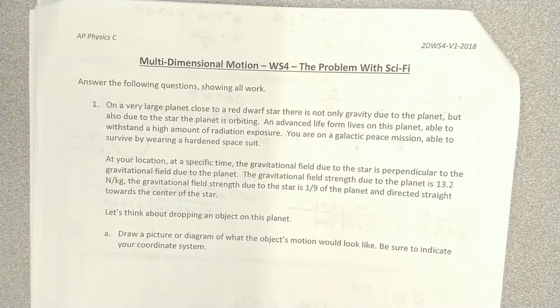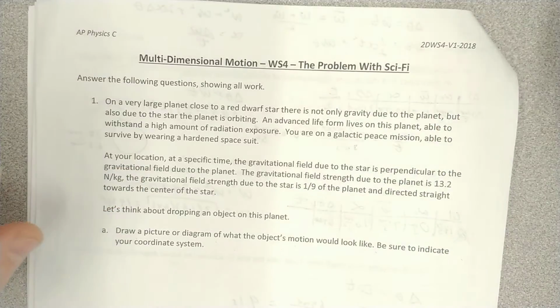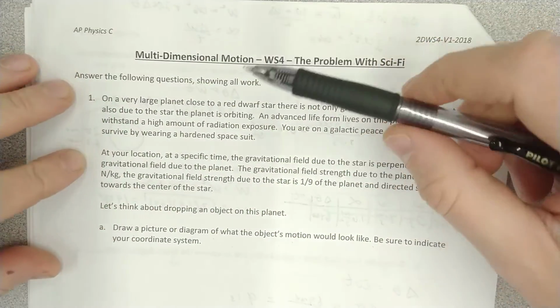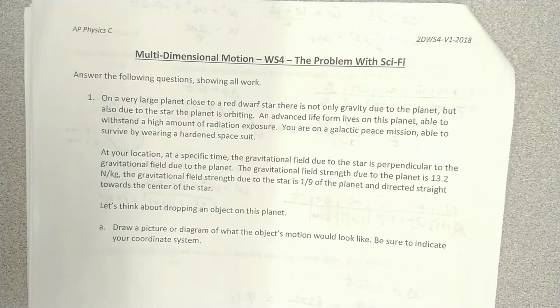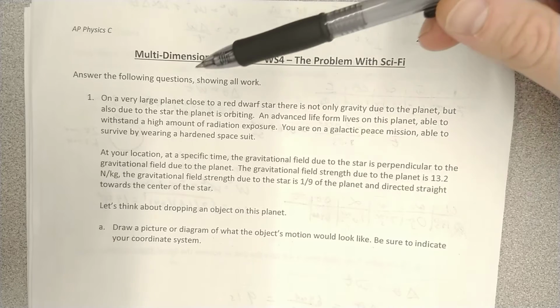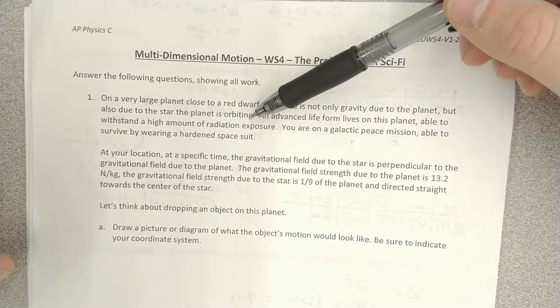Now, this first one here, you're going to get going on in class on a remote day, but I just want to read it, help you set it up, get you going on it, okay? On a very large planet, close to a red dwarf star, there's not only gravity due to the planet, but also due to the star the planet is orbiting. All right, so that's on Earth as well, right? It's not just Earth's gravity acting on us.